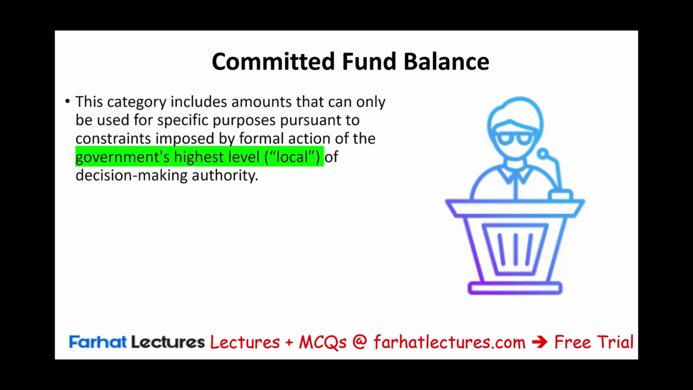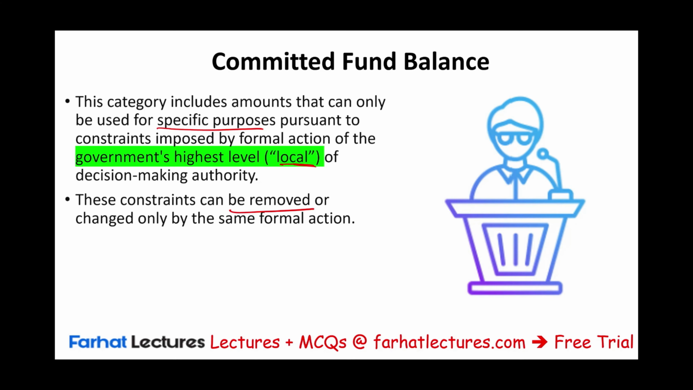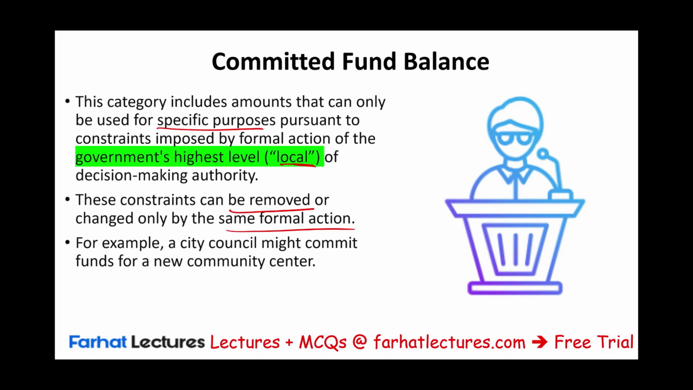Well, this category includes amounts that can be used for a specific purpose that are imposed by formal action of the government's highest level authority. But remember, this is the government's highest authority within the county, within the city, within the township. So it's the local government. The people who are in charge of the government are making those commitments. Because of that, those commitments can be removed, can be changed by the same formal action. If the city council voted for that decision to commit the funds, they can vote again and remove it. So the city council can change their mind.